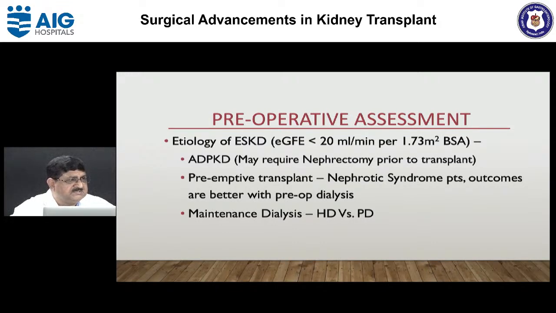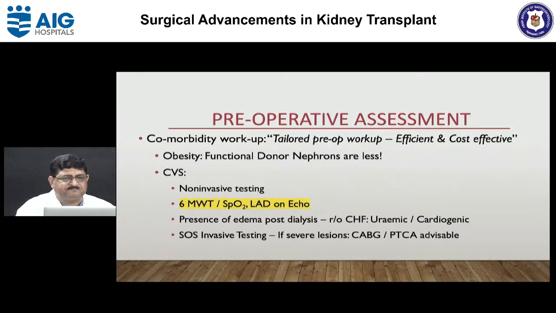But patients who have nephrotic syndrome as the etiology of end-stage kidney disease are better off with preoperative dialysis, because we know that nephrotic syndromes are a hypercoagulable state, and graft function is better with preoperative dialysis. And maintenance hemodialysis is preferred compared to peritoneal dialysis, because for some reason the incidence of allogenic graft thrombosis is quite high in peritoneal dialysis patients.